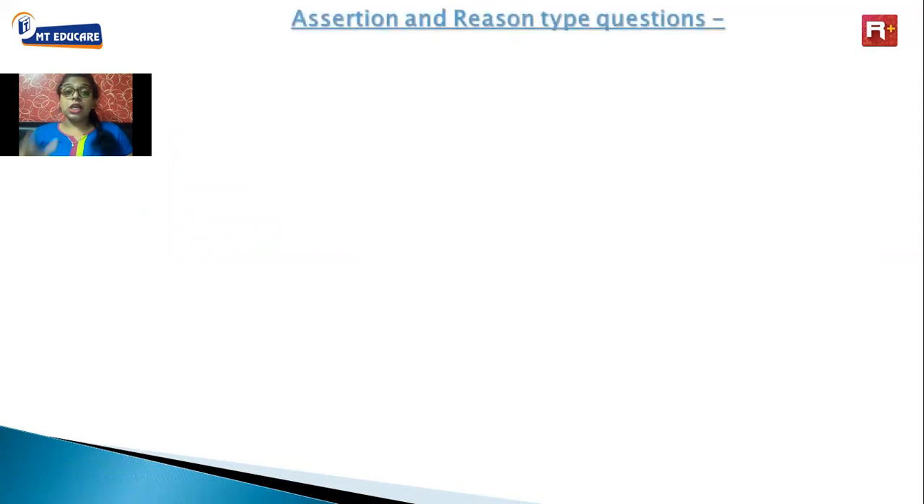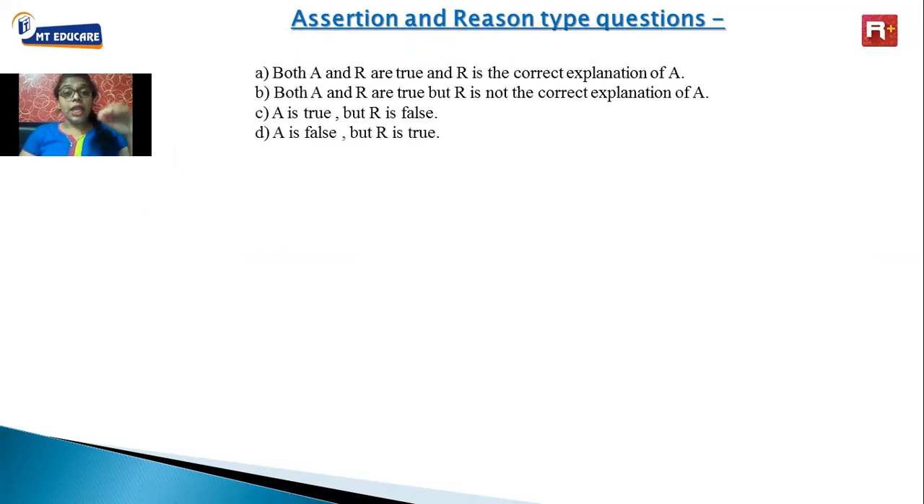Next question is the assertion and reason type question. This is newly introduced in your paper pattern, students. Each assertion and reason type question will have 4 options. You can see the 4 options on the screen. First is: both A and R are true, and R is the correct explanation for A.